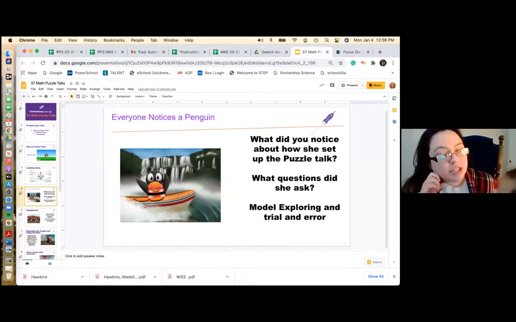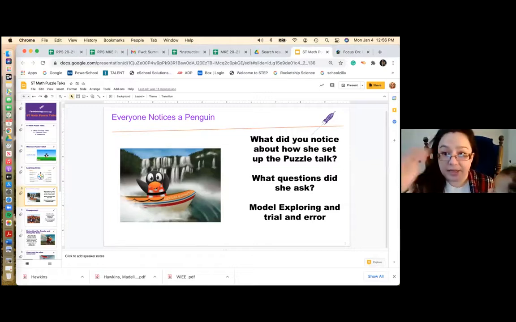What I liked was that when she asked, what did you see? And she gave everybody a chance to say one thing that they see. One of the holdbacks that I noticed when I was first doing these was that I didn't have as many students participating. Everybody didn't get a chance.